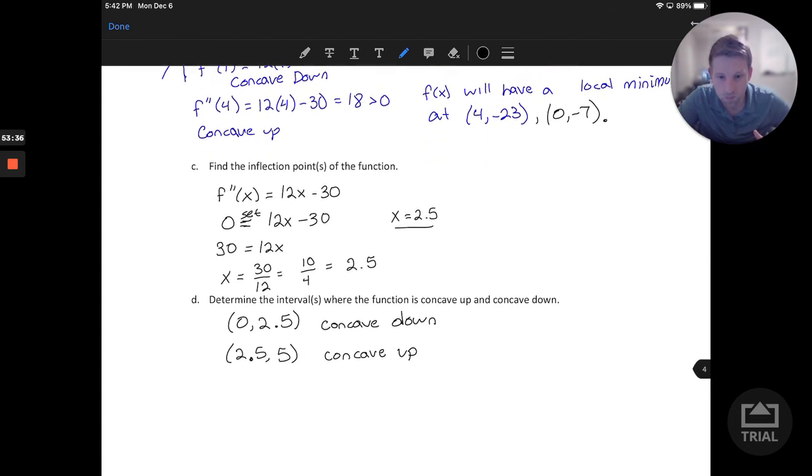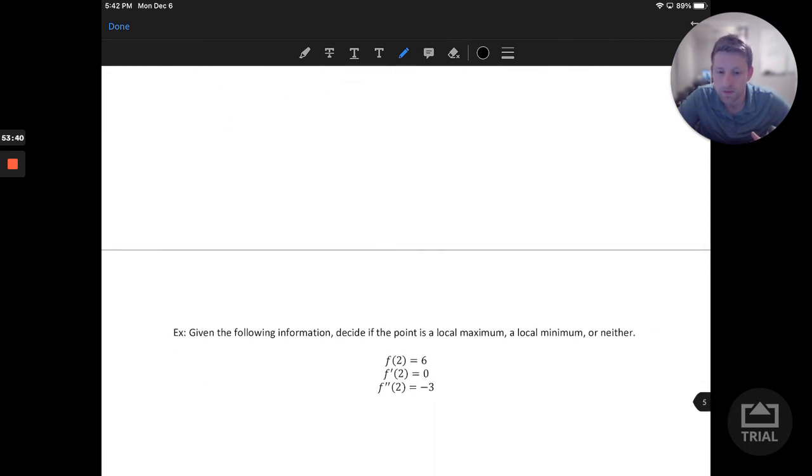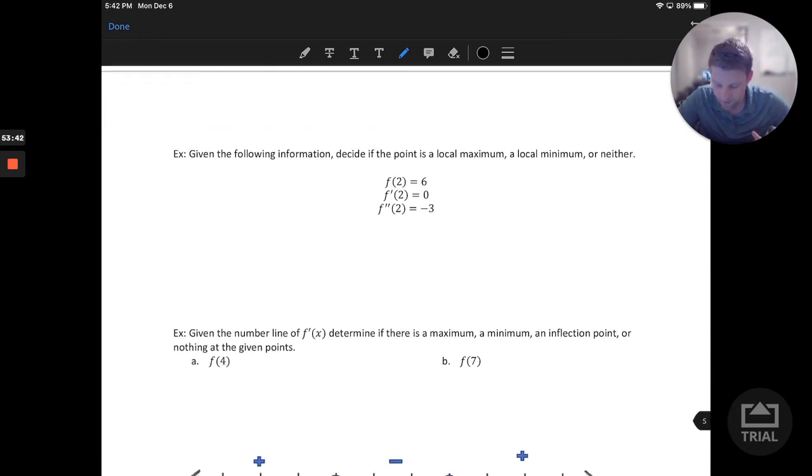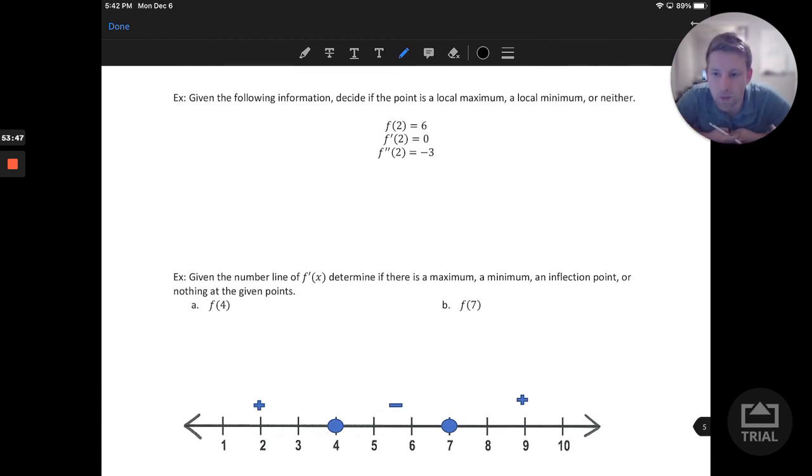We have a couple more things that we'd like to take a look at in terms of graphs, specifically some derivative graphs and second derivative graphs for a few wrap-up problems. One problem considers the first derivative, the second derivative, and the functional value for a given point. So given the following information, decide if the point is a local maximum, a local minimum, or neither.